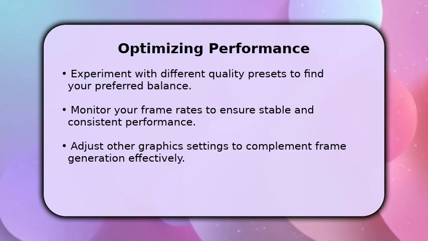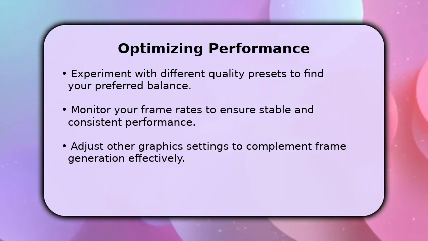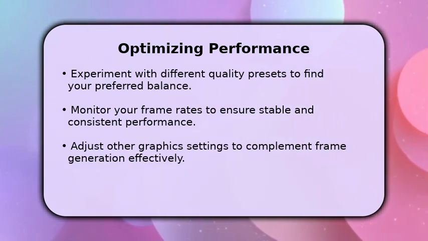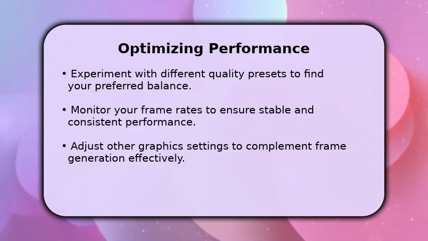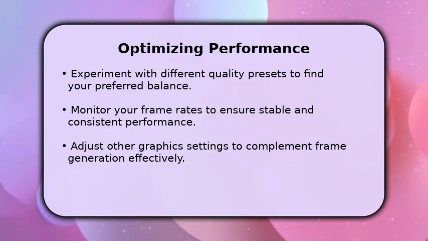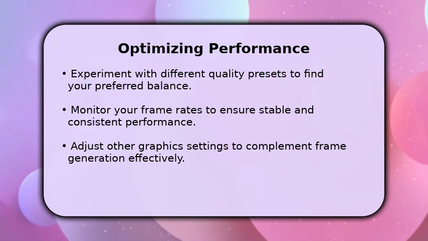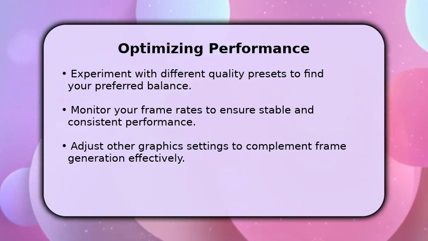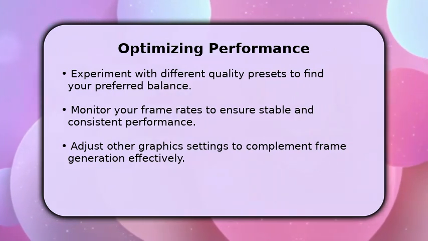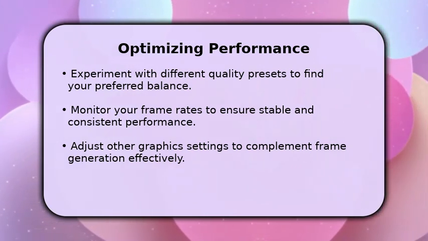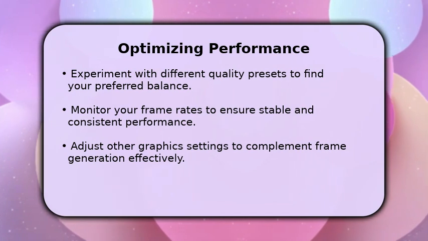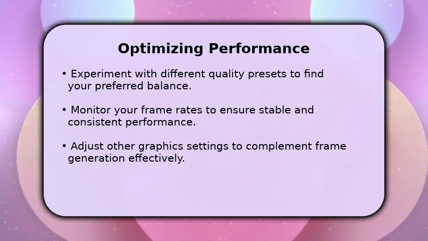To get the most out of frame generation, some optimization might be needed. After enabling the feature, try adjusting the quality presets within the game's settings. You might find a quality, balanced, or performance option. Monitor your frame rates using an in-game overlay to ensure stability. Sometimes, slightly lowering other demanding graphics settings can further enhance the overall smoothness and responsiveness of your gameplay.